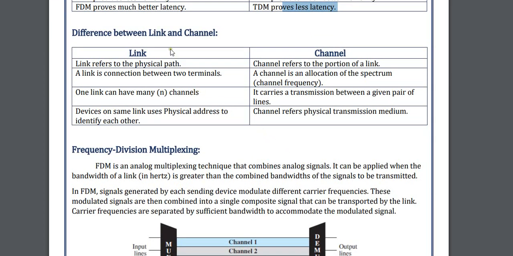Now the difference between links and channels. A link is the cable, and a channel is one of the n channels in your TV. So a link refers to a physical path, and a channel refers to a portion of it. One link can have n channels, but a channel cannot have n links. This is the physical transmission media.